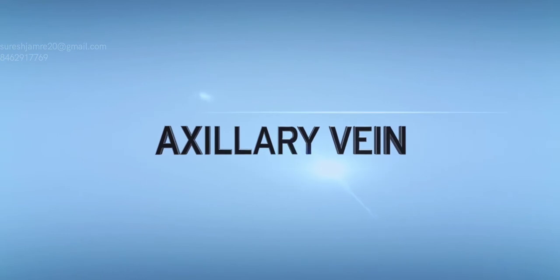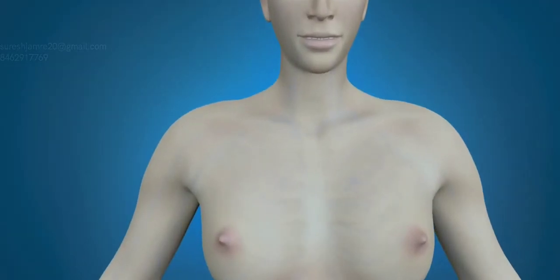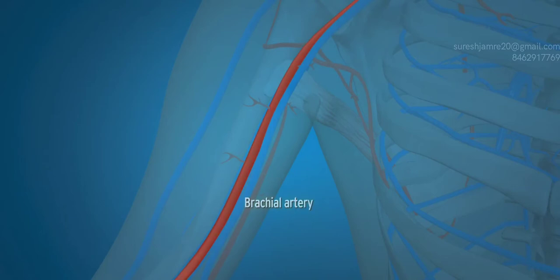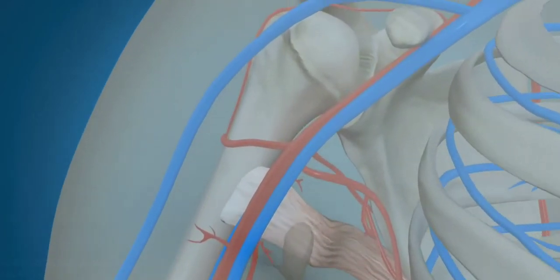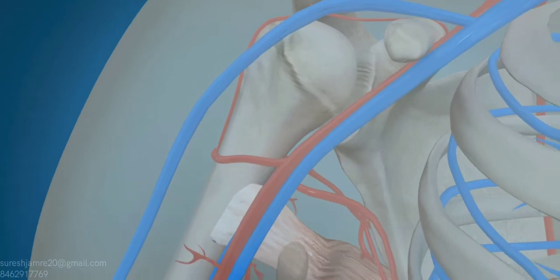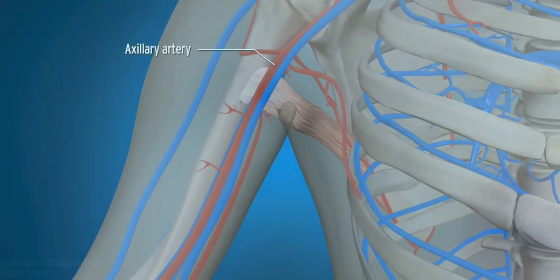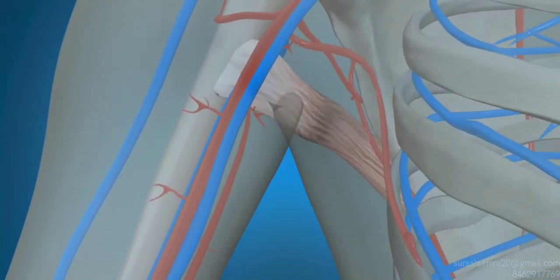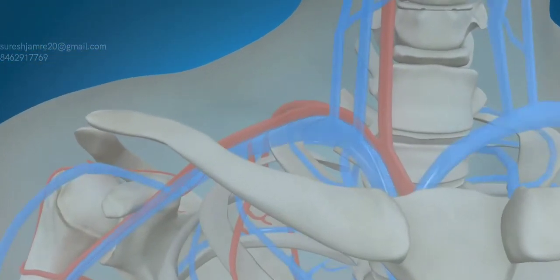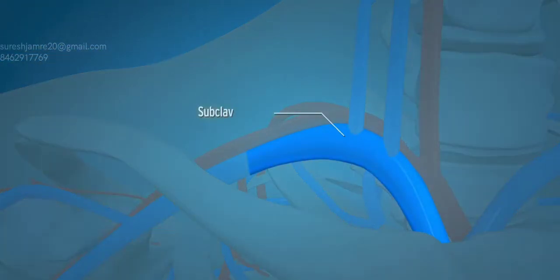Axillary vein. Basilic vein unites with the venae comitantes of the brachial artery and continues as axillary vein. This occurs a little above the lower border of the teres major, as described in the relations of the axillary artery. Axillary vein accompanies the medial side of all parts of the axillary artery. At the outer border of the first rib, it continues as subclavian vein.